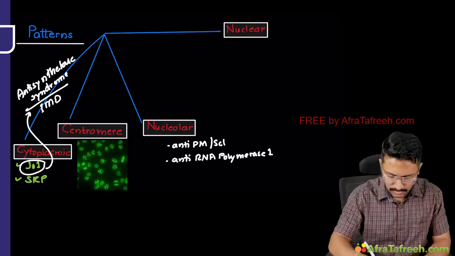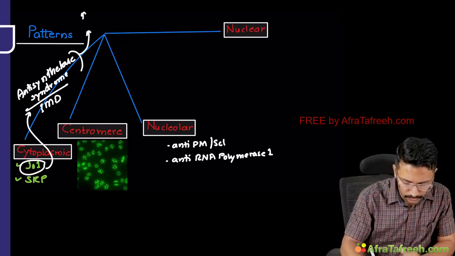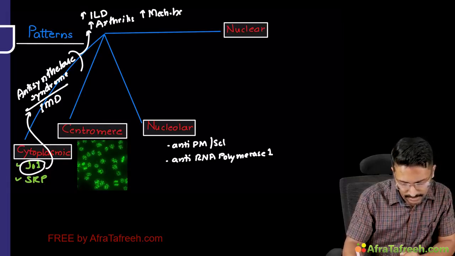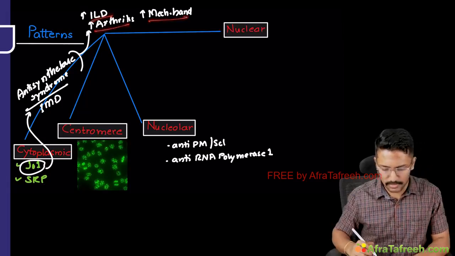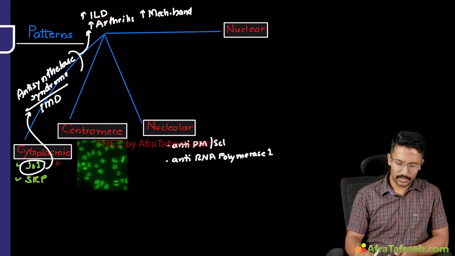Dermatomyositis, polymyositis. And whenever these patients have anti-Jo1 antibody, they're at increased risk of interstitial lung disease, and they're at increased risk of arthritis, and they're at increased risk of developing what is known as mechanic's hand. Clear? So if you go back to the video module on inflammatory muscle disease, you will be able to recollect it. Okay. So this is cytoplasmic pattern.